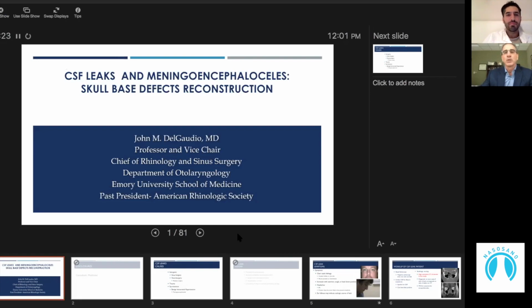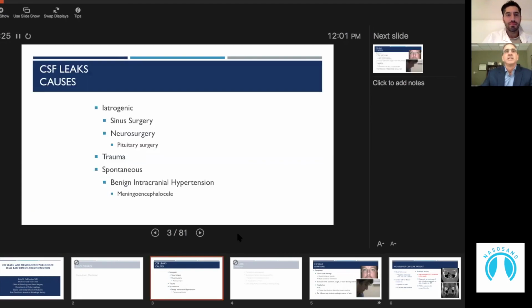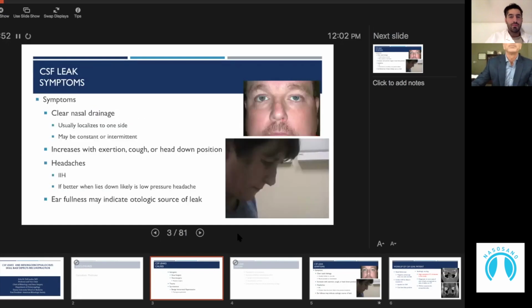So I'm going to talk about skull-based defects. We'll do a little background. Causes of CSF leaks are listed here. Iatrogenic leak from either neurosurgery or endoscopic sinus or skull-based surgery are the most common causes. Trauma, and then spontaneous defects, most commonly from benign intracranial hypertension. This is something we see a lot here in the United States, especially where I am in Atlanta, Georgia, because we have a very heavy population, and that's the main risk factor.